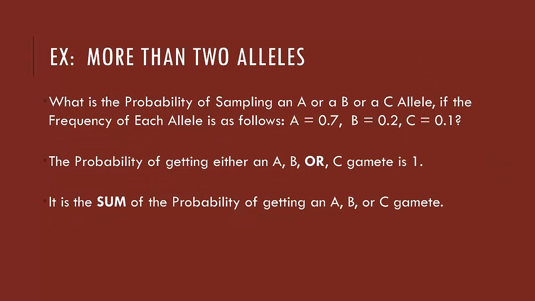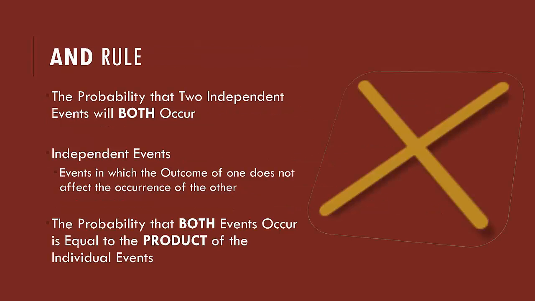Now when we're looking at more than two alleles, say, what is the probability of sampling an A or a B or a C allele if the frequency of each allele is as follows: A being 0.7, B 0.2, C 0.1. The probability of either getting an A, B, or C gamete is 1, as it is the sum of the probability of getting an A, B, or C gamete. So pretty straightforward.